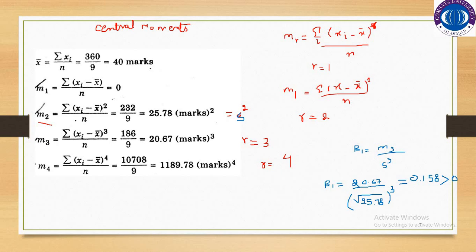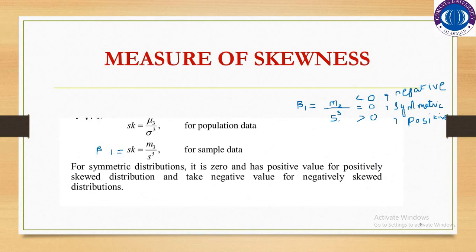It means your data is positively skewed. It means when you draw the data, the shape of the data would be somehow like this. It will have the larger tail at the right side. So your data is positively skewed. So this is the way to find out the description of the data, that either your data is symmetric or positively skewed or negatively skewed.